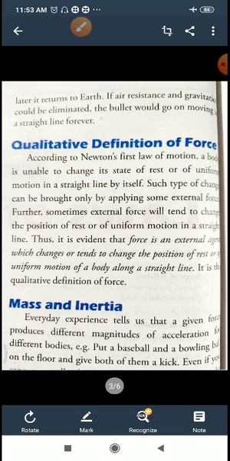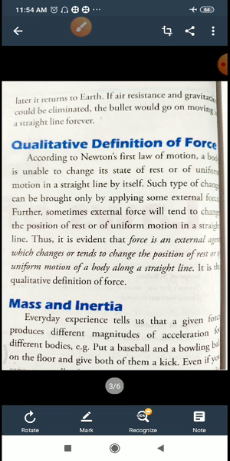Today we will discuss mass and inertia. Without delaying, let's get started. Mass and inertia. Inertia we have discussed in previous classes, and I hope all of you have understood that. Mass is familiar to us. So let us start.